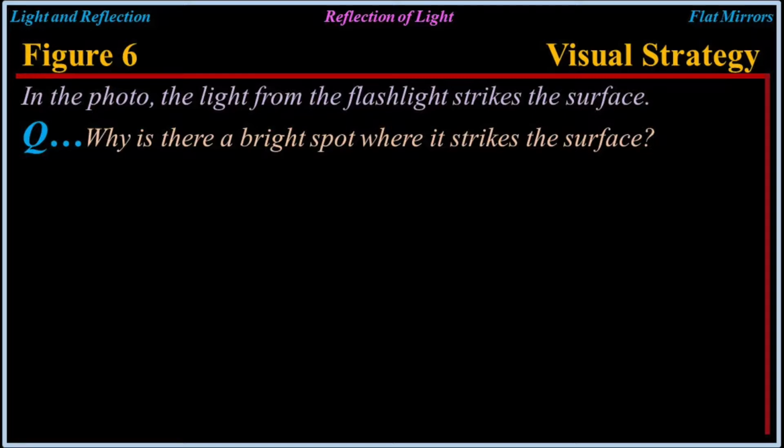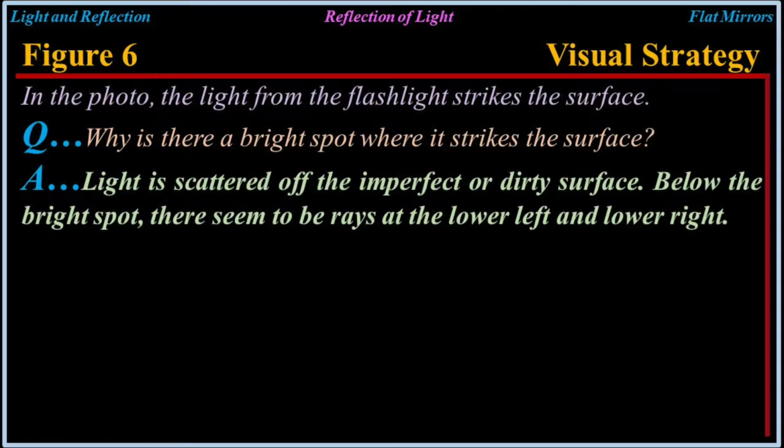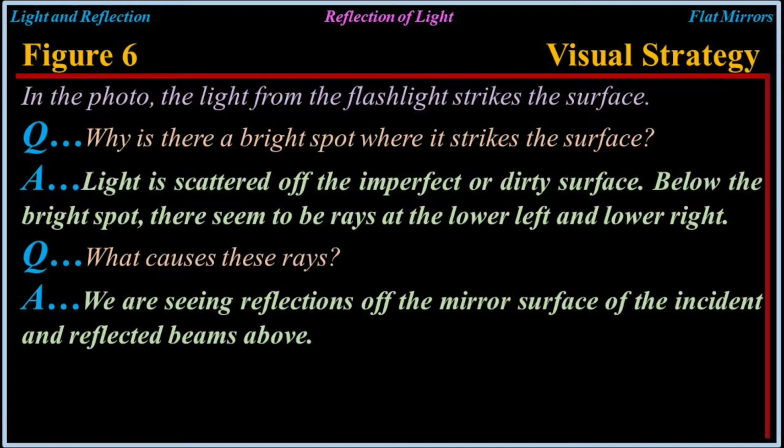Curious. As they say, when the plot thickens. Light is scattered off the imperfect or dirty surface. Below the light spot, there seem to be rays at the lower left and lower right. Now, given that answer, look back again at figure 6. What causes these rays? We are seeing reflections off the mirror surface of the incident and reflected beams above. Just as simple as that. It was not a trick question.